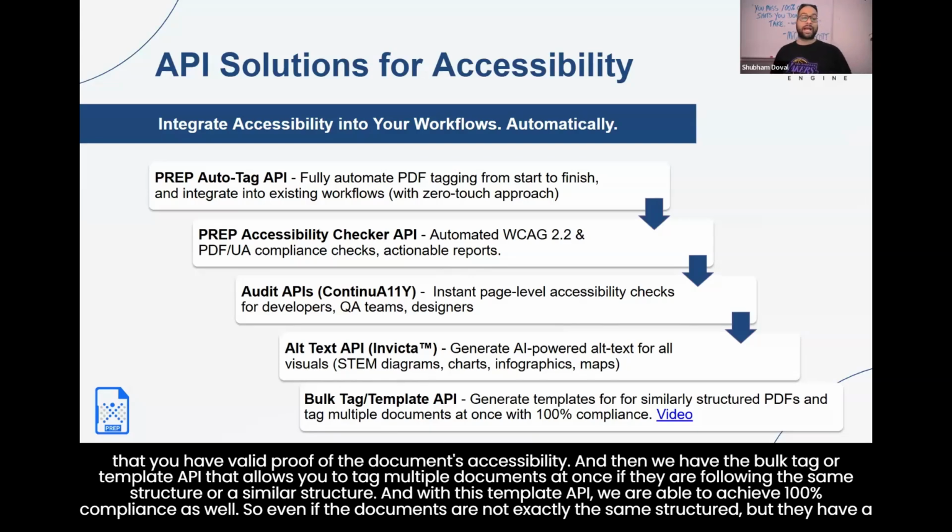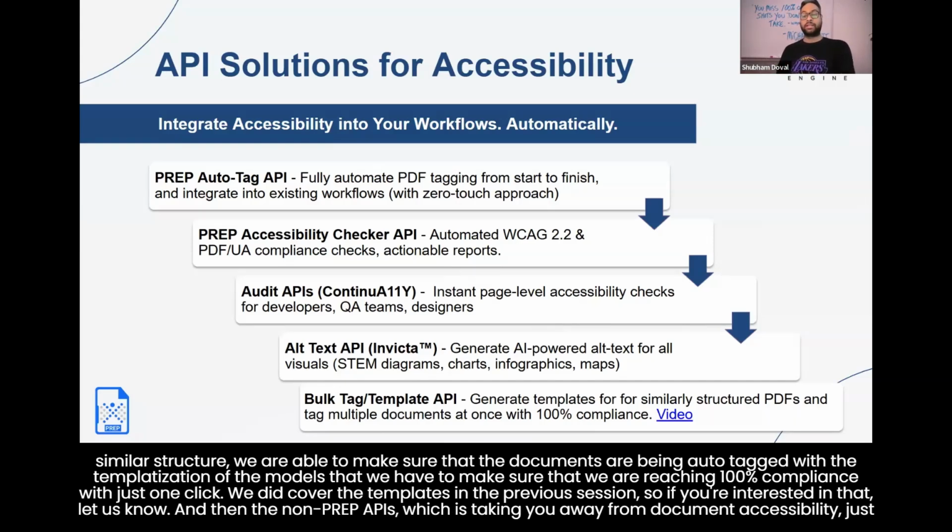And then we have the bulk tag or template API that allows you to tag multiple documents at once if they follow the same or a similar structure. With this template API, we are able to achieve 100% compliance as well. So even if the documents are not exactly the same but have a similar structure, we are able to make sure that the documents are auto tagged with the templatization of the models that we have, reaching 100% compliance with just one click. We did cover the templates in the previous session, so if you're interested in that, let us know.